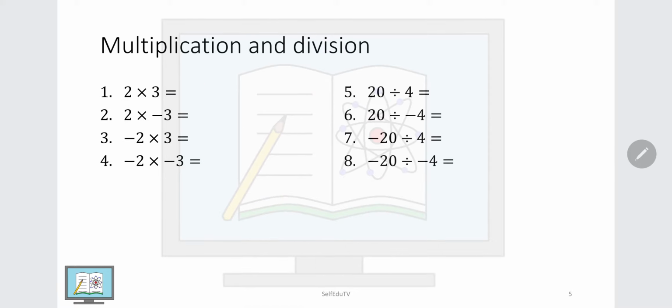How about multiplication and division? Let us start with the first one. 2 multiplied by 3 is 6. 2 multiplied by -3: a positive number multiplied by a negative number, the result will be negative. If a negative number is multiplied by a positive number, the result will be negative as well. If a negative number is multiplied by a negative number, the result will be positive. So try to recall this rule.